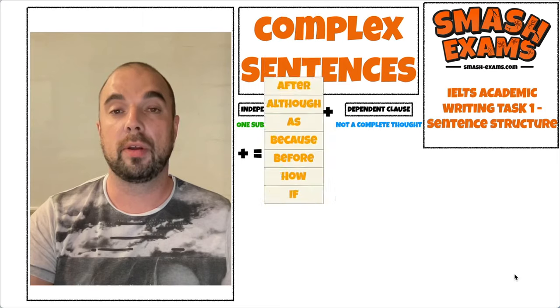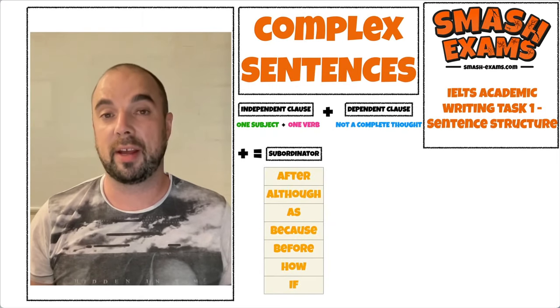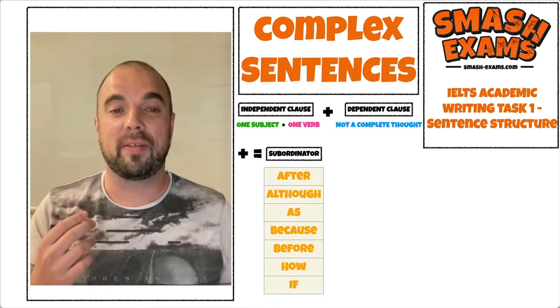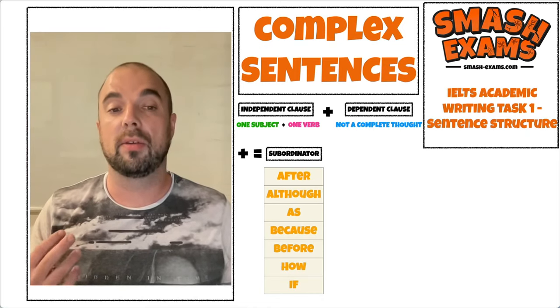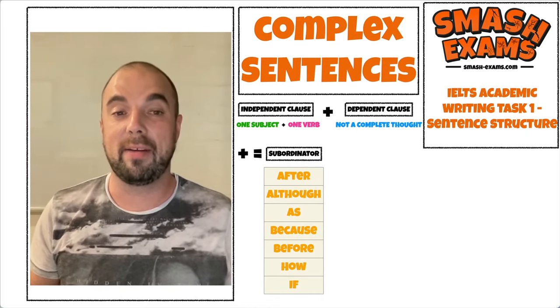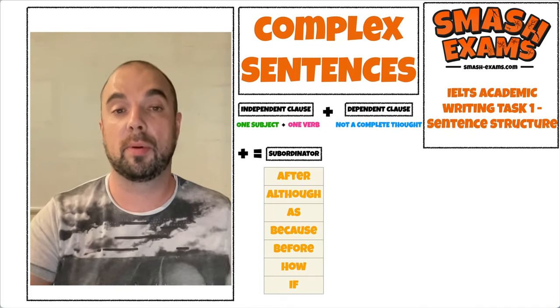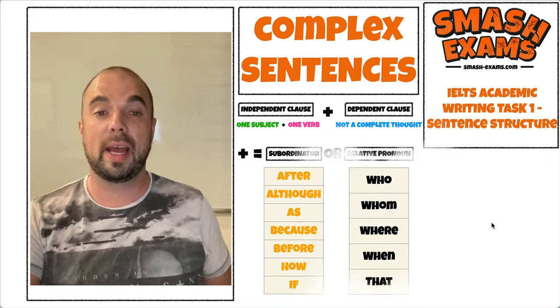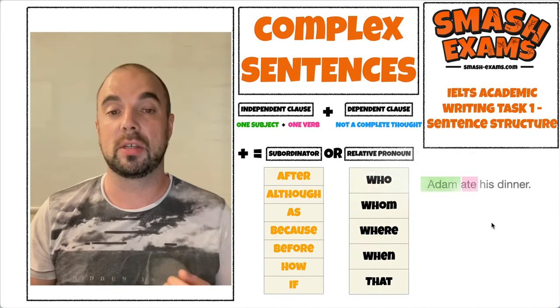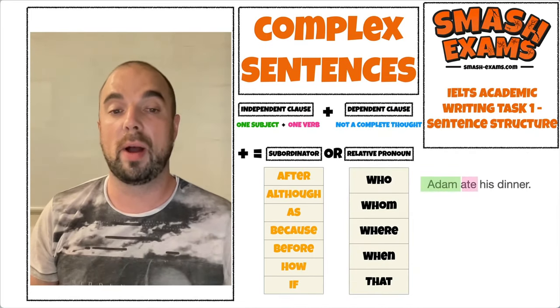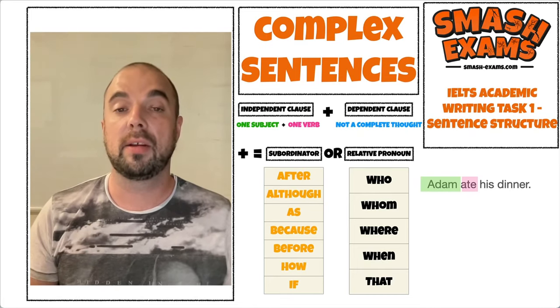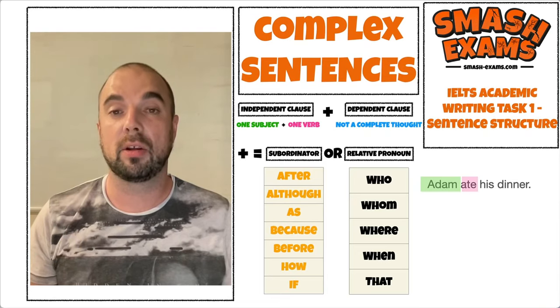Now, the other thing we need to add is a subordinator, and there's no acronym like FANBOYS, but they are: after, although, as, because, before, how, and if. So you can either use a subordinator, or you could use a relative pronoun such as who, whom, where, when, or that. So you choose one of them and you add a dependent clause.